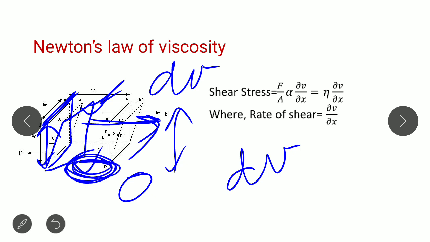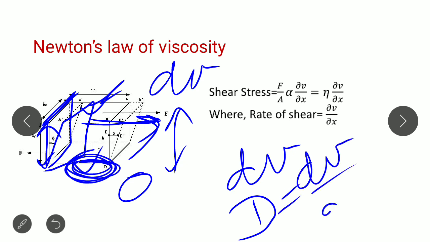So this velocity gradient over a distance is known as the rate of shear. Sometimes we denote it by the letter D also. So D is equal to dv upon dx. Dx is the distance between these two planes. So the horizontal force per unit area which is creating this particular deformation is known as shear stress, as defined here.